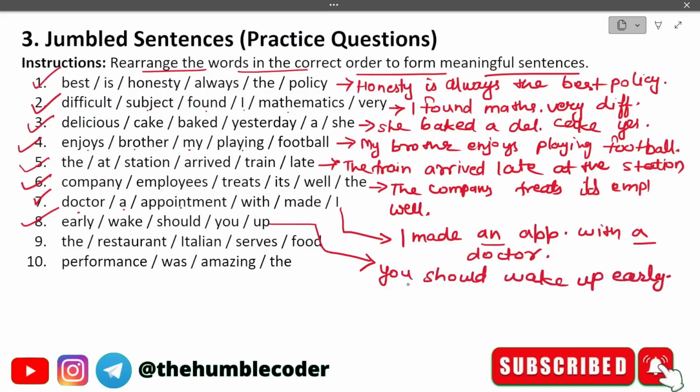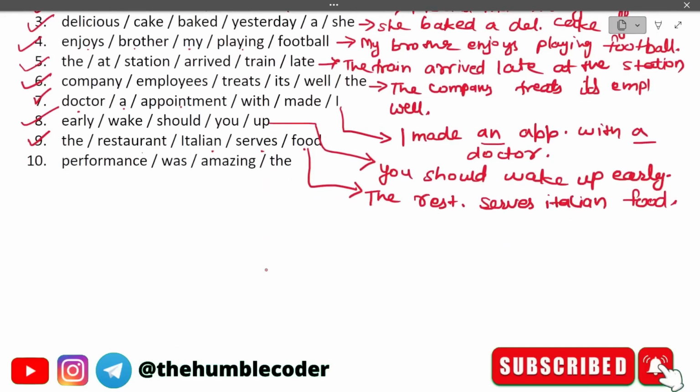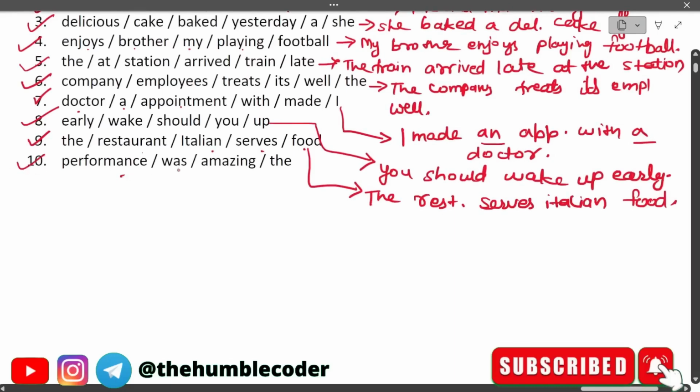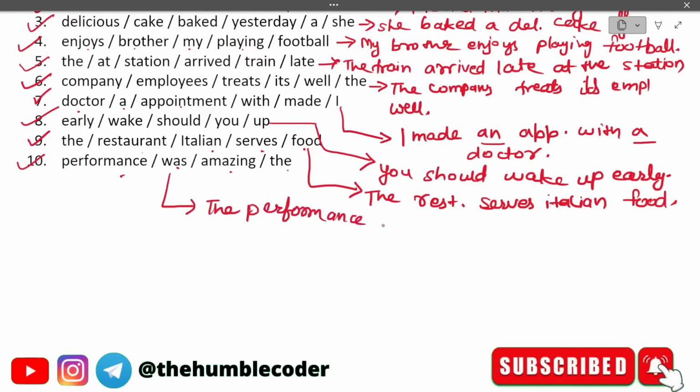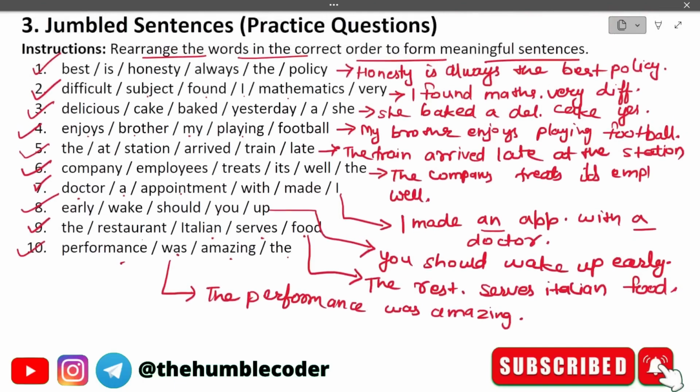Okay, hope you guys are finding it helpful and you guys can also solve it by yourself. The next one is question number 9th, which is, the restaurant Italian serves food. The correct answer for this is going to be, the restaurant serves Italian food. Okay, moving on to the next one now, which is 10th one. So the question is, performance was amazing. The correct answer for this will be, the performance was amazing.